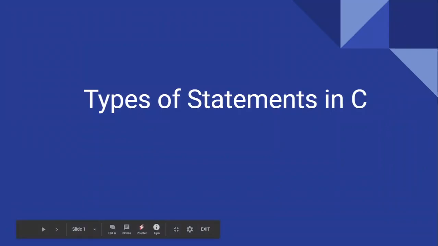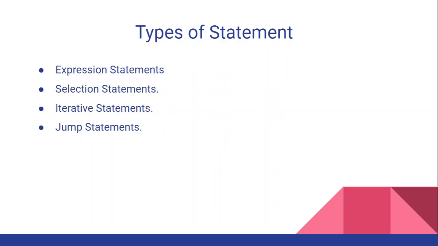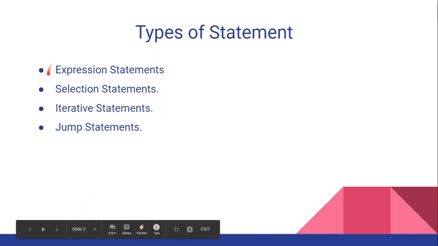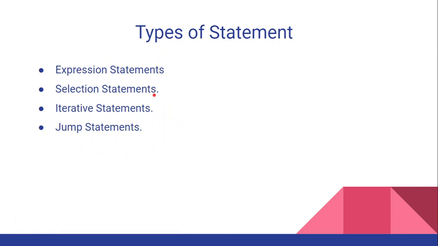Hello everyone, in this video we are going to see about the types of statements in C. So what is a statement? First of all, a statement is a line of code in a C program or any programming language that has some meaning to the computer. Okay, so here we have some groups of statements which have specific meaning to the computer, and we will see them one by one in brief.